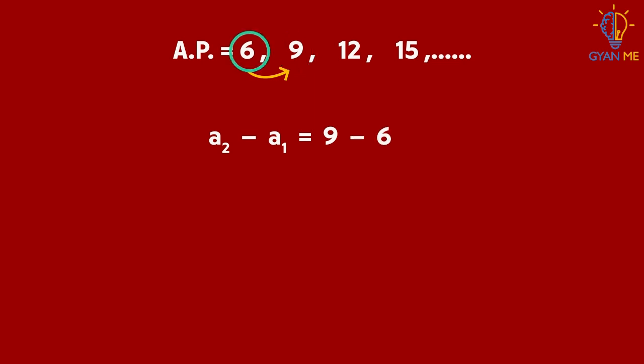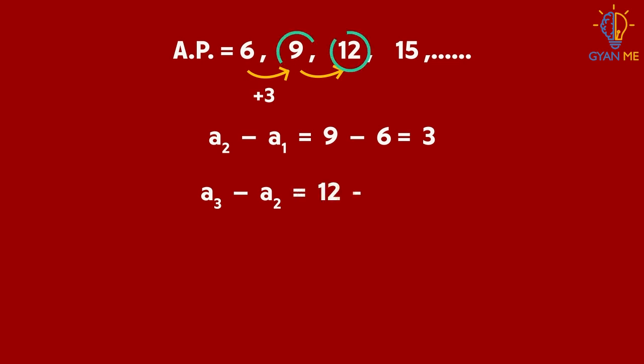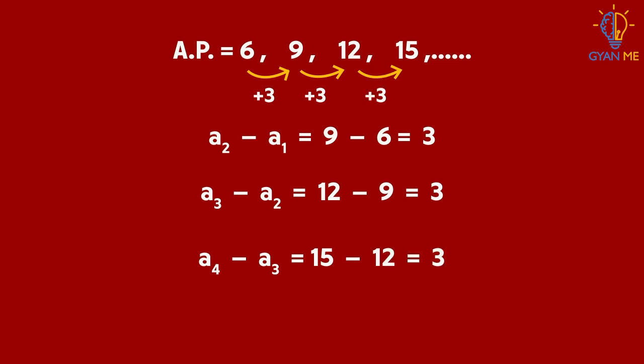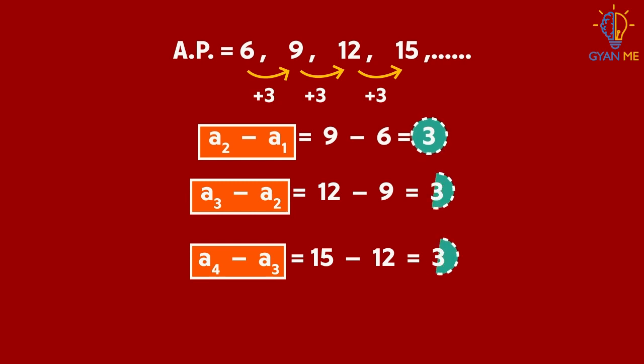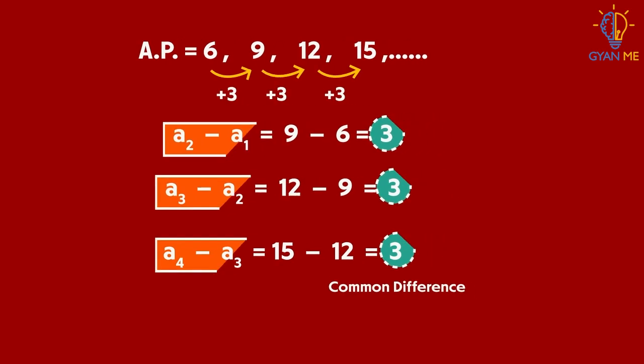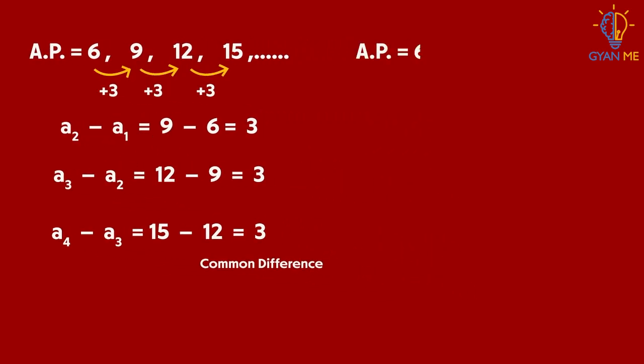Like in our example, 6, 9, 12, 15, we can write D as the difference of the second term 9 and the first term 6, that is 3. Or the difference of the third term 12 and the second term 9, which is again 3, and so on. Observe that here the difference of any two consecutive terms is constant in each case. That is, it remains the same. And hence, students, we call it the common difference. The same is true for the list of numbers 6, 3, 0, minus 3, and so on.